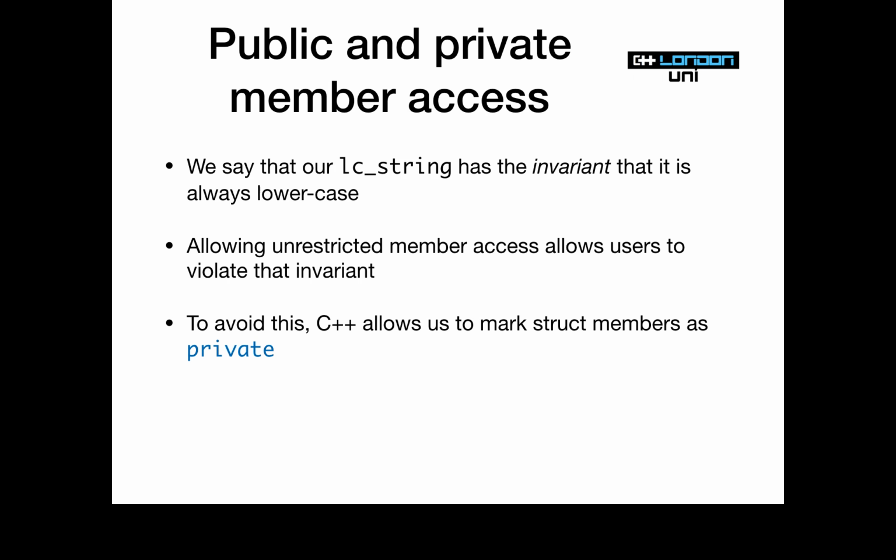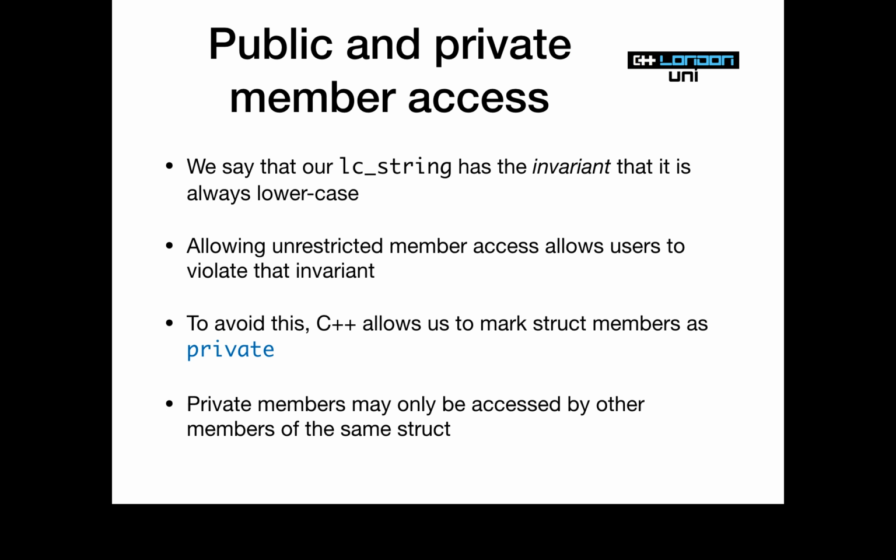Fortunately, C++ has this functionality that allows us to declare that certain struct members are private. That means that nobody else is allowed to access them, read them, write to them, change them, look at them, do anything with them. Private members of a struct may only be accessed by other members of the same struct, or the same type, I should say. This means that if we make our str member variable private, only our own member functions can change it.